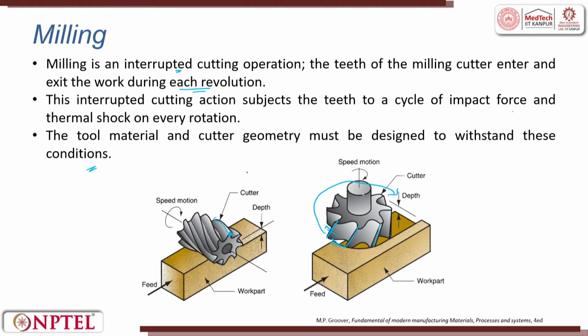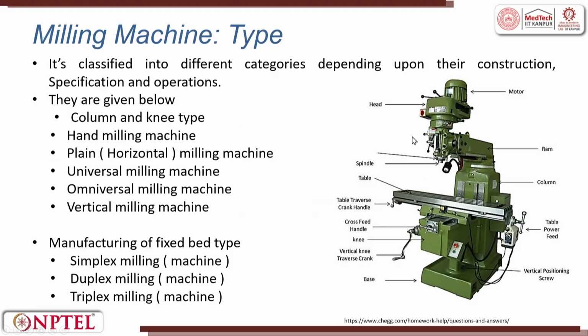So, the tool will generally be made out of HSS because that gives you the toughness property. Today, we have inserts also. There are small inserts which are inserted at the cutting edge and they come in contact. These inserts are attached to a cutter, wherein the rest of the portion takes care of the toughness property. When we look into a typical milling machine, this is how it looks.